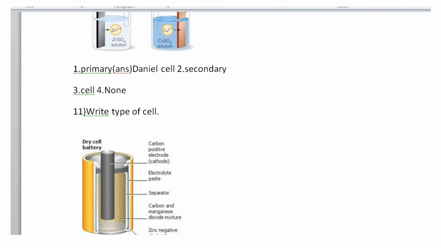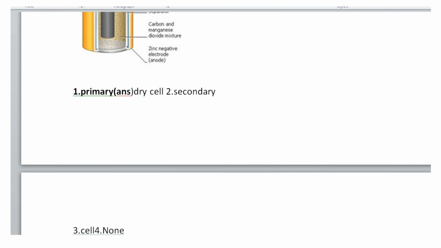Then which type of cell is it? This is a dry cell or dry battery which is also a primary cell. In this case the reactions are irreversible.